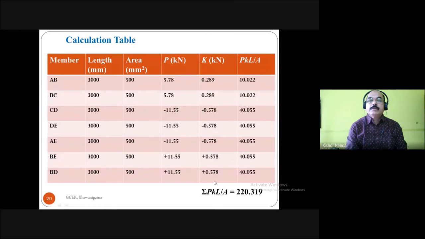Then take the summation of PKL by A, adding this quantity for all the members of the entire truss, to find the summation of PKL divided by A. This is equal to 220.319. After getting this, you can find the deflection at point B.